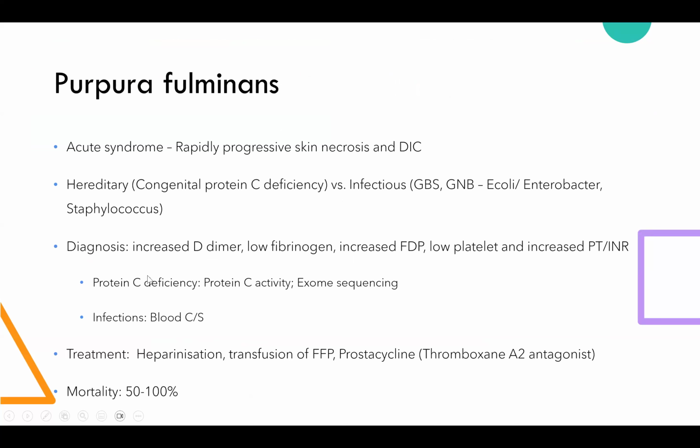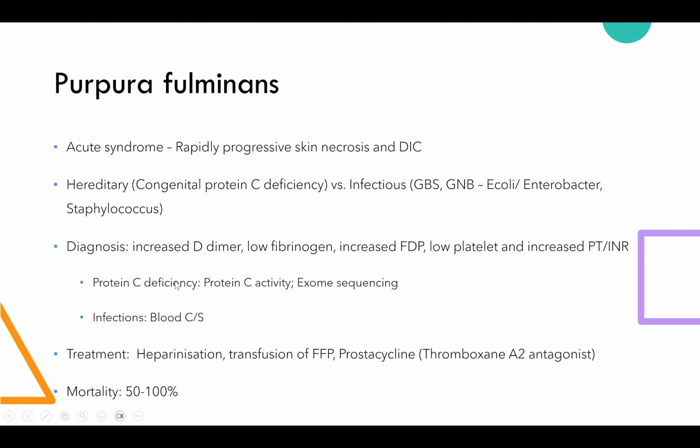It can be due to inherited protein C deficiency, or it can be due to infections. It is due to rapidly progressive skin necrosis and disseminated intravascular coagulation. It can be hereditary, caused by congenital protein C deficiency, or due to infections like group B streptococcus, gram-negative bacilli like E. coli, enterobacter, and staphylococcus.